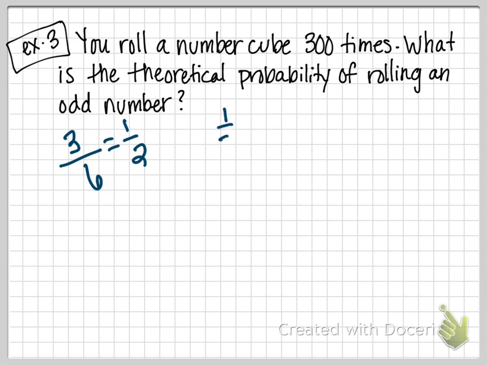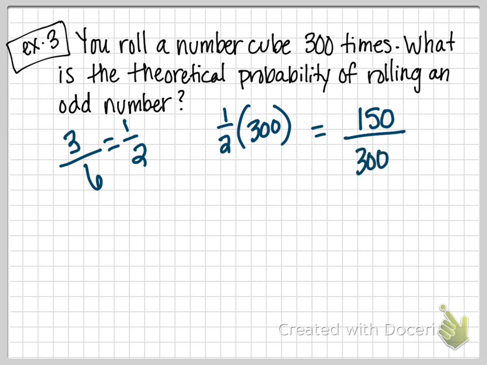What's 1/2 of 300? Because we would expect that 1/2 the time. Kellen, what would we get? 150. Good. So we would expect that 150 out of 300 times you would roll an odd number. Now, can we just do the math?